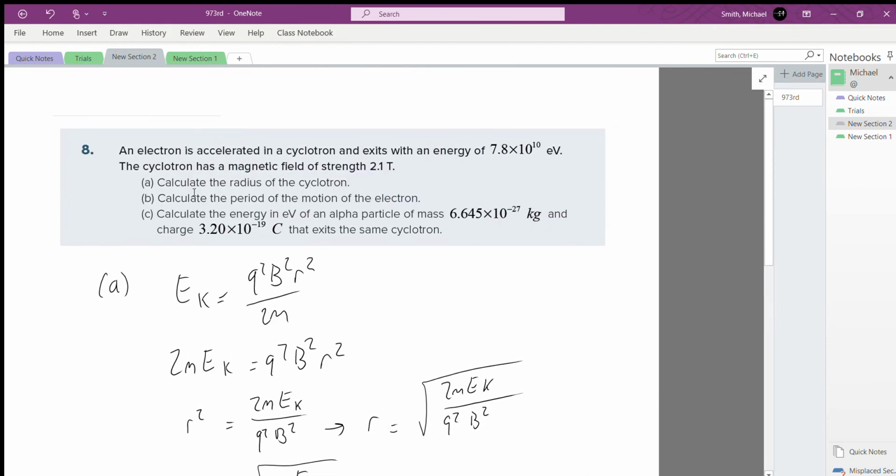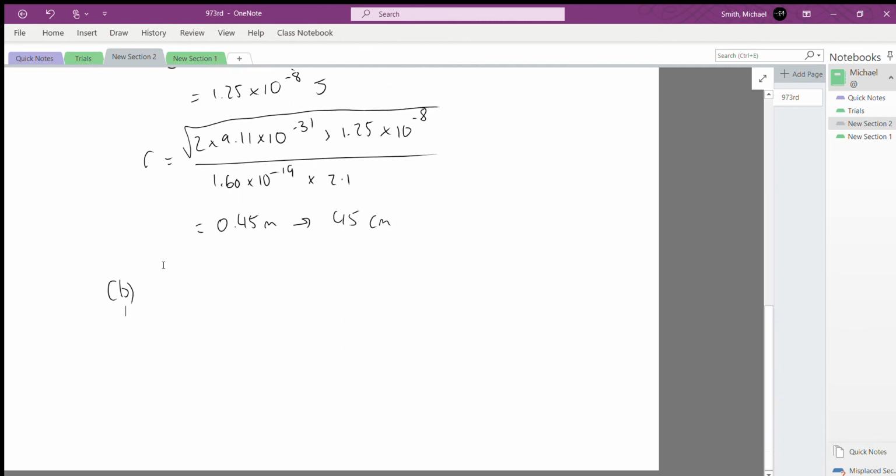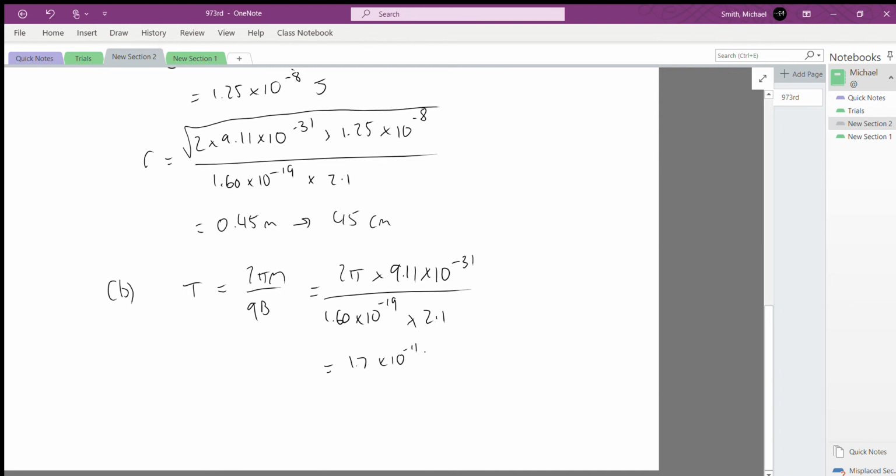For the next part, these are much more straightforward. For part B, we need to work out the period of the motion of the electron. So it's using the relationship T equals 2 pi m on QB. 2 pi is 2 pi. Mass of an electron is 9.11 times 10 to the power of minus 31 kilograms. Charge from before, 1.6 times 10 to the power of minus 19. And the magnetic field strength is 2.1. Substituting that into our calculator, we get 1.7 times 10 to the power of minus 11 seconds.